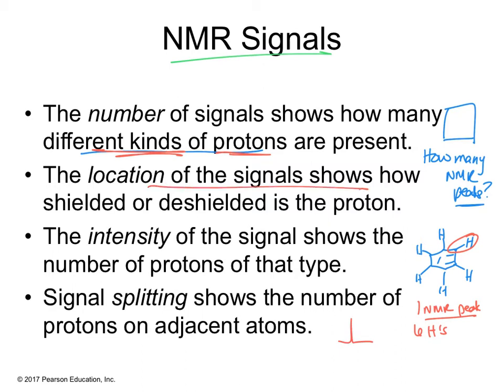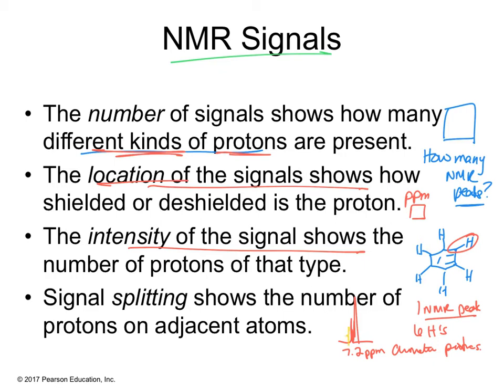The location of the signal shows how shielded or deshielded. Well, this benzene ring will deshield it. So this hydrogen here, you'll see, okay, so this will be 6 hydrogens. It'll be around 7.2 ppm. And that's with the location. So the ppm tells you that this is aromatic. These are aromatic protons, that they're benzene protons.